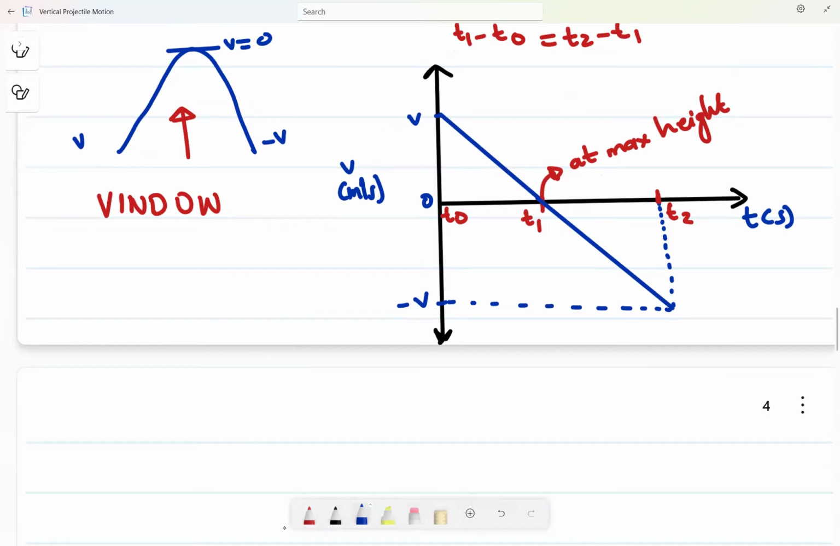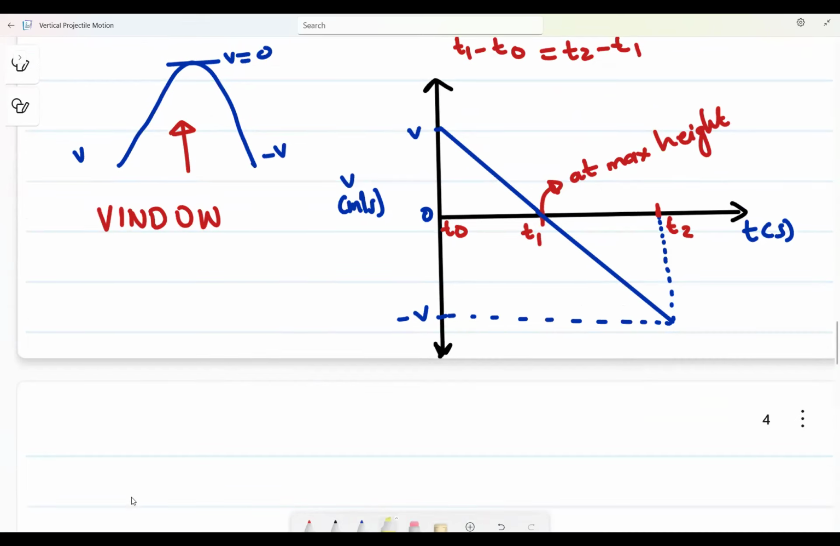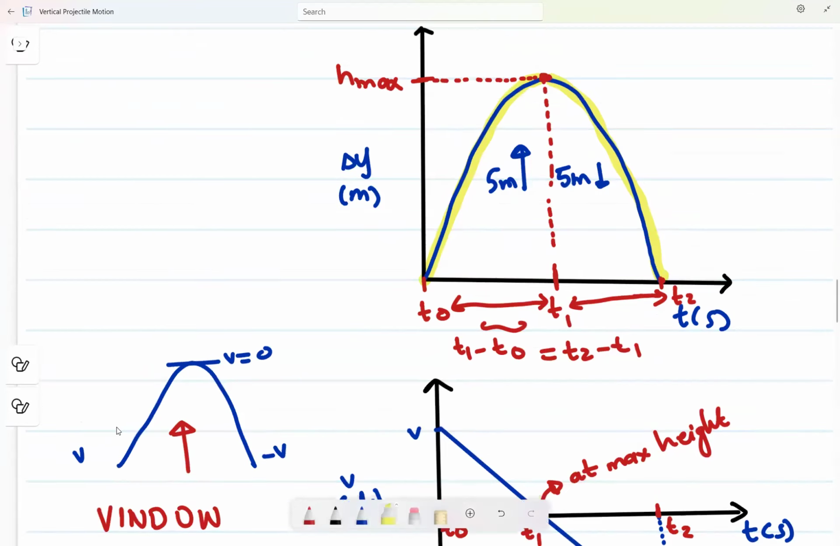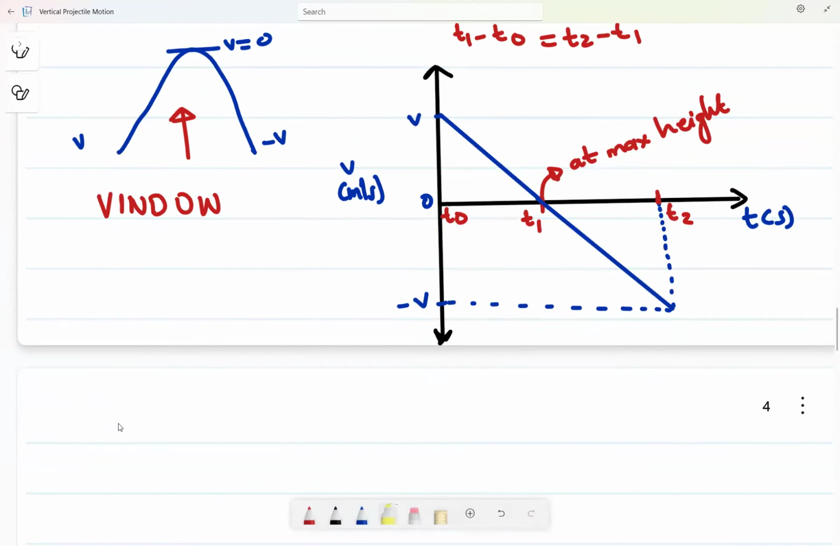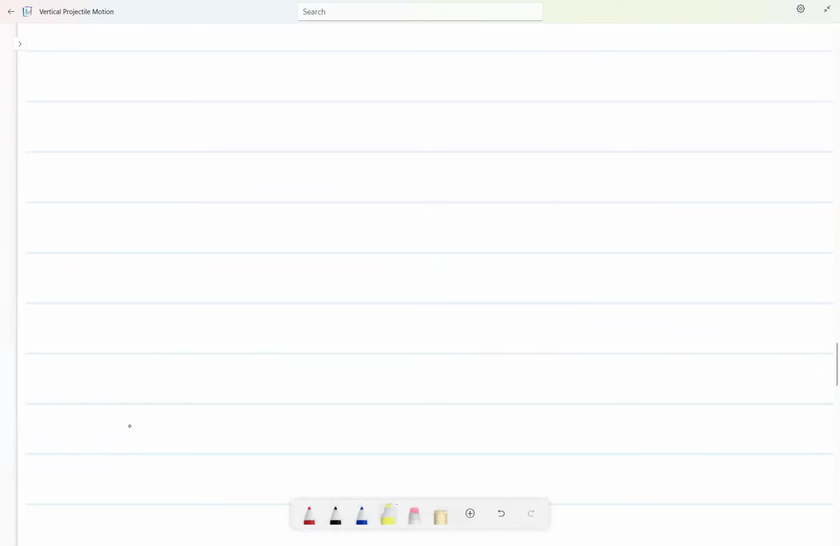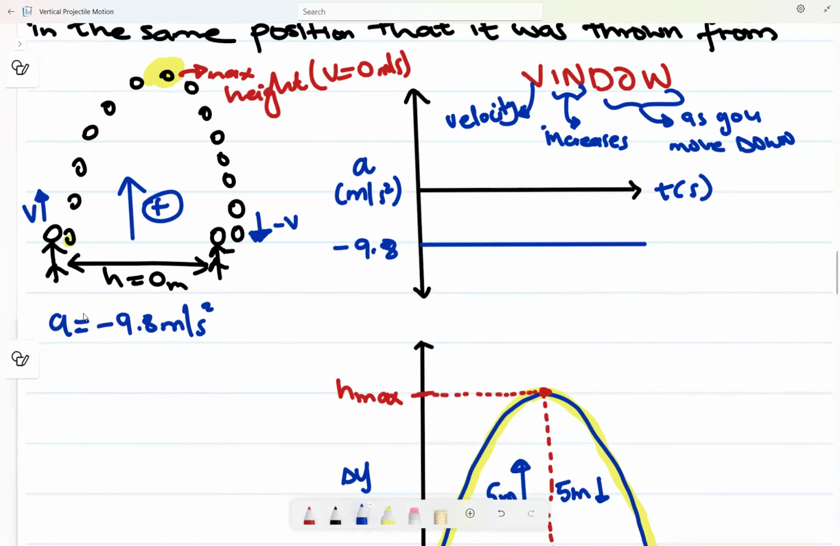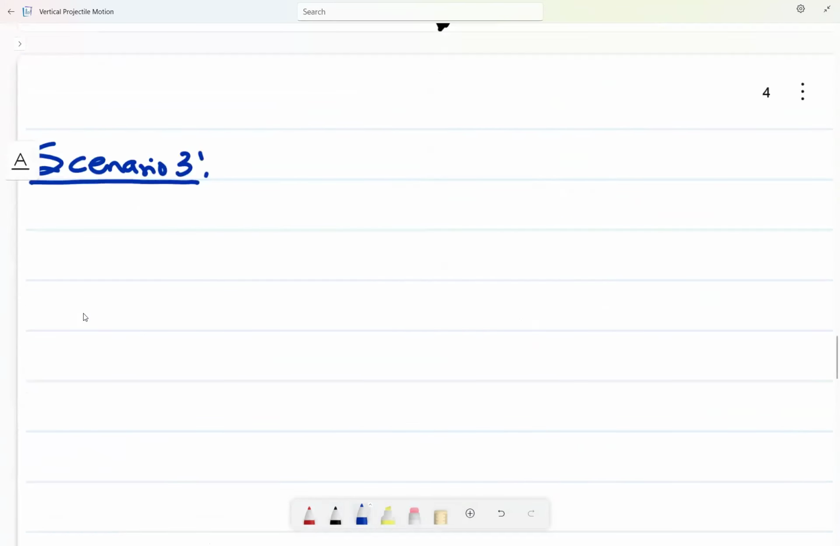So this is basically that. Hence, I said the velocity-time graph is the one that is a little bit trickier. You have to just think, as my object is moving there, what happens to its velocity? Is it increasing, decreasing? Okay, now let's look at scenario number 3. We looked at the first scenario, we looked at the second scenario. Now let's look at the third scenario.